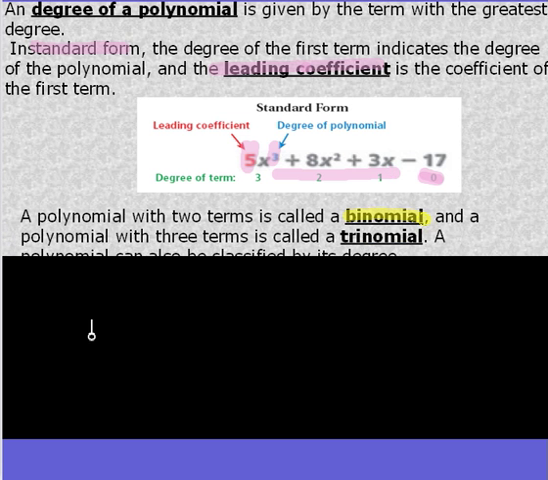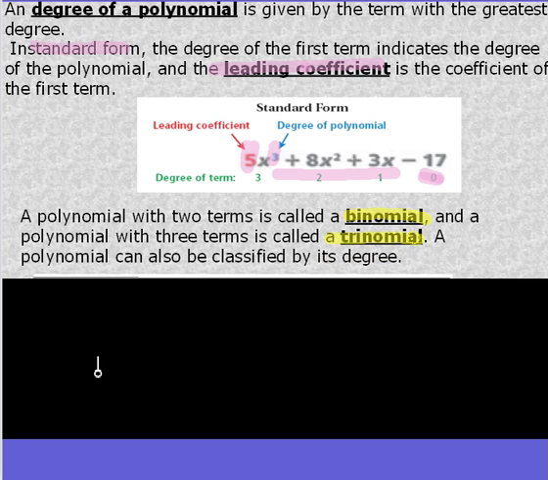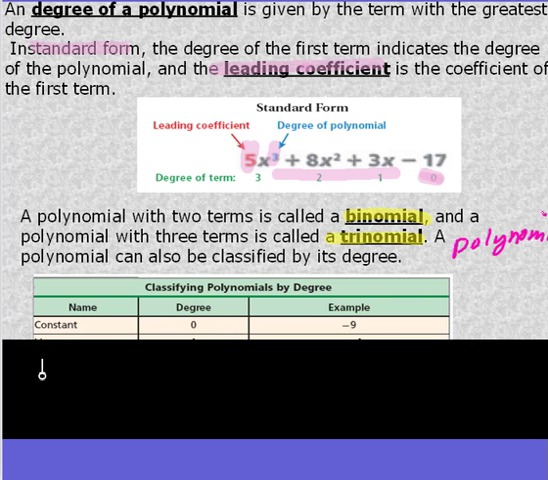A polynomial with 3 terms is called a trinomial. And then we can also classify a polynomial by its degree. So here's a table of the names of various polynomials based on their degree. When you classify and name a polynomial, you're going to use monomial, binomial, or trinomial. If it doesn't have 1, 2, or 3 terms, then you're just going to classify it as a polynomial beyond 3 terms. And then, based on the degree, if the degree is 0, it's going to be constant.